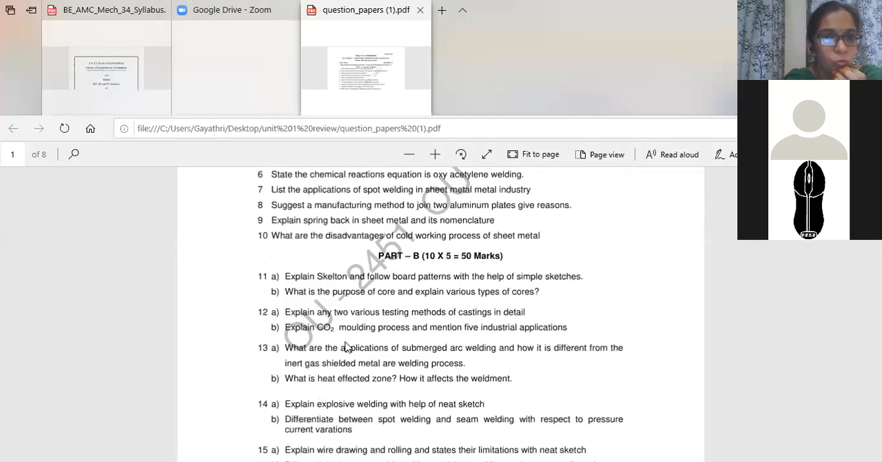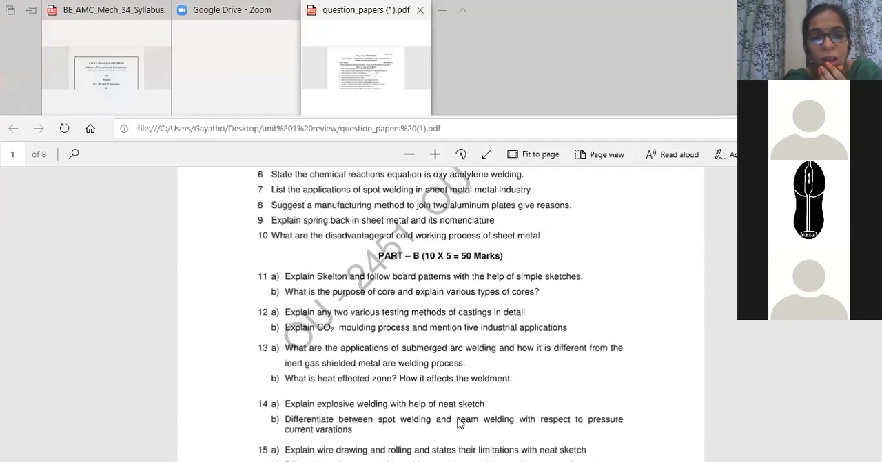I'm not asking you to answer it now. Can you answer it after? No. Aziz, just now I have explained you different types of patterns. In that I have explained what is skeleton pattern and follow board pattern. Follow board pattern is the one if you have a thin fragile unit, you will assemble a board to the pattern. So you have to draw the diagram and explain it.